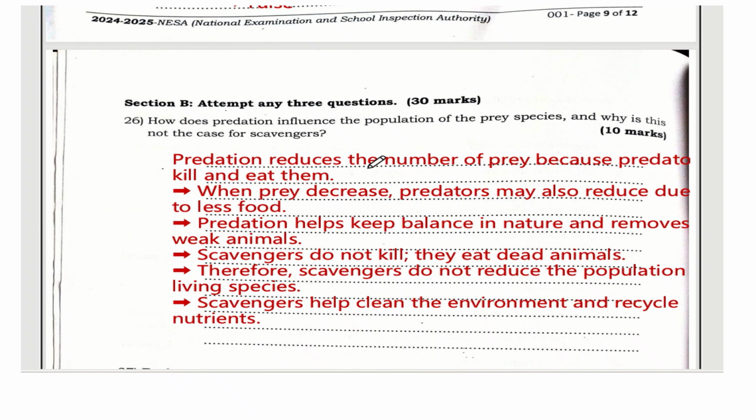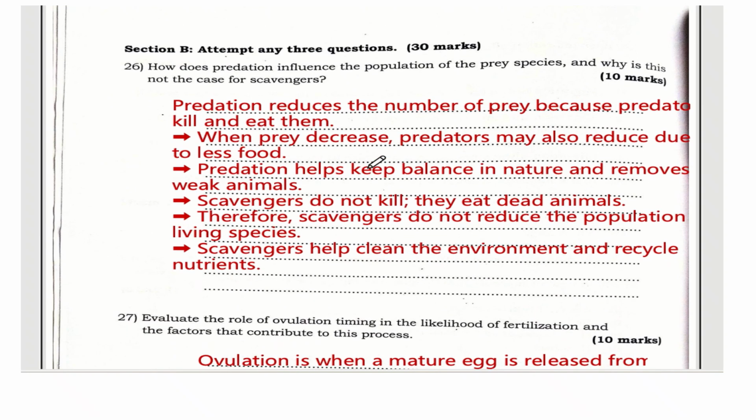In section B, I will try to put in some Kinyarwanda words so that you can understand well. I will repeat how the question is asked in Kinyarwanda to make it easy for you. The question is asking, how does predation influence the population of prey species, and why is this not the case for scavengers?